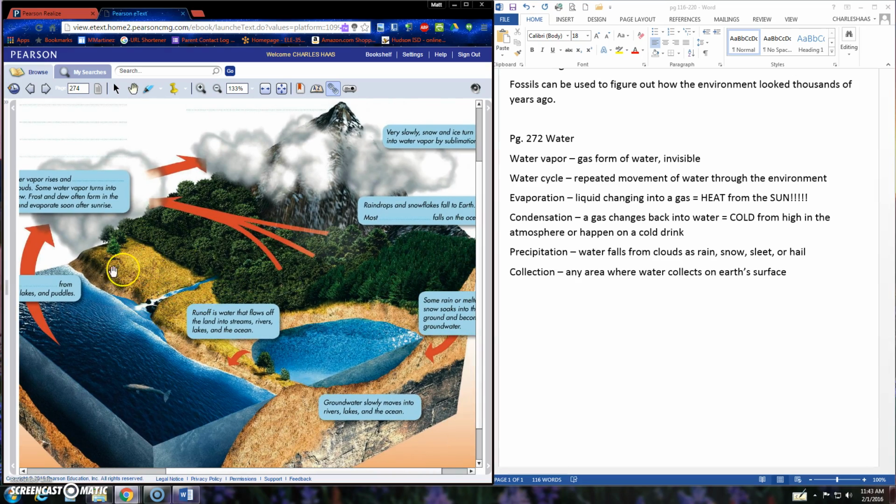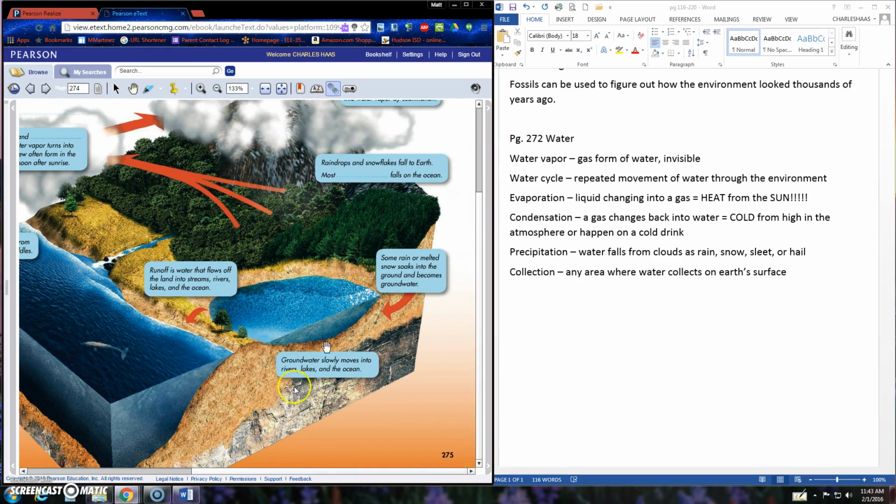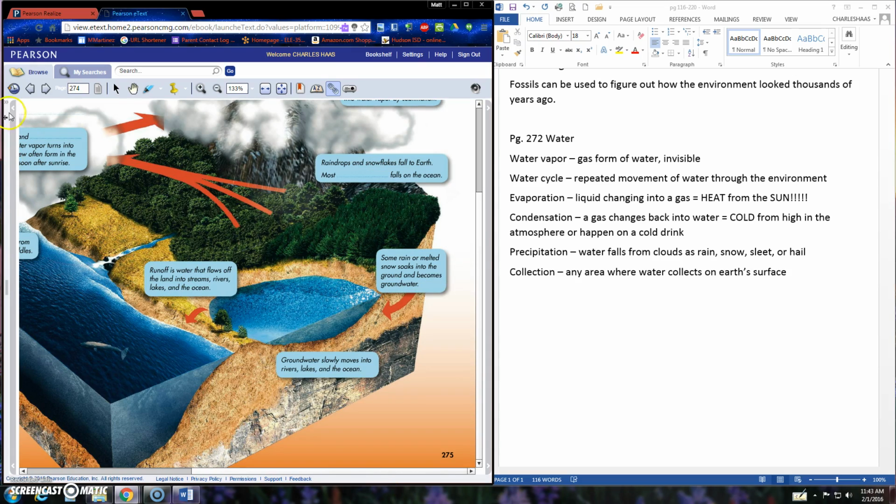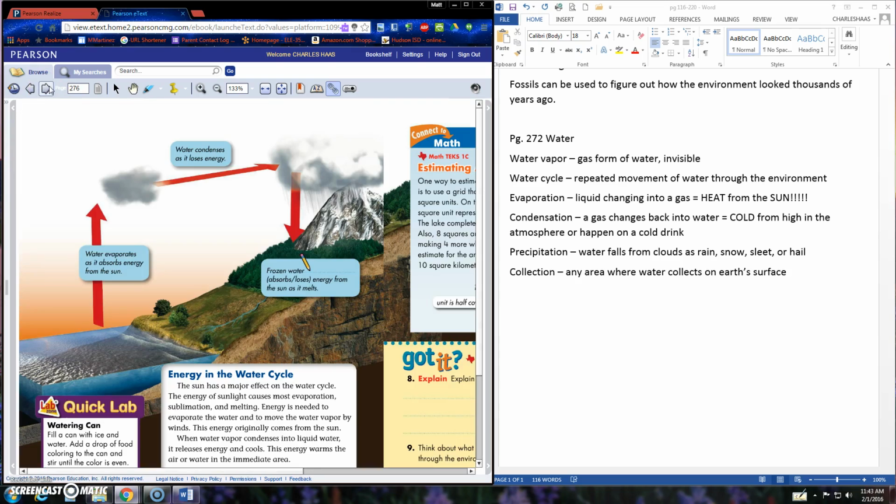They're going to have runoff over in here. They're going to have groundwater slowly moves into rivers, lakes, and the ocean. And groundwater can be in the ground, under the ground, where people dig wells and stuff. I think we've written that down before already. So if you need time, you can push pause. If not, let's press on.